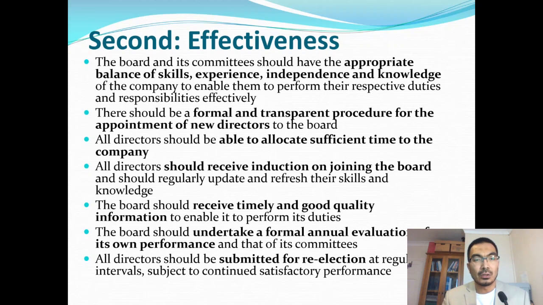All directors should receive induction and training on the board, and they should regularly update and refresh their skills and knowledge. The board should receive timely and good quality information to enable it to perform its duties. The board should also undertake a formal annual evaluation of its own performance and its own commitments. All directors should be submitted for re-election at regular intervals, subject to continued satisfactory performance.